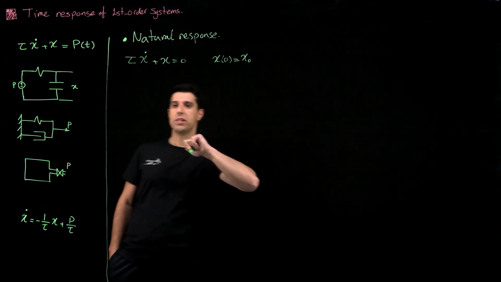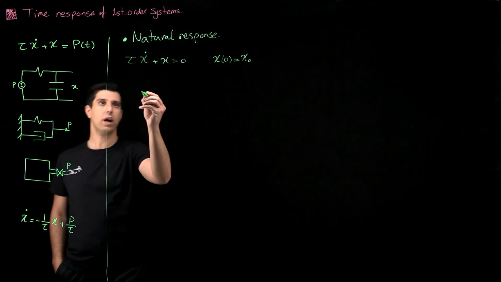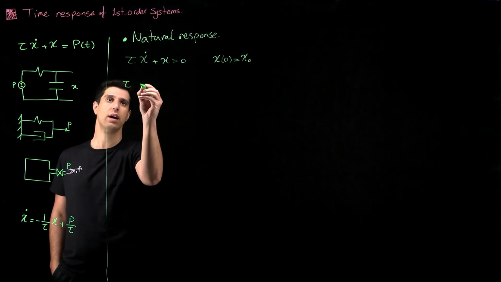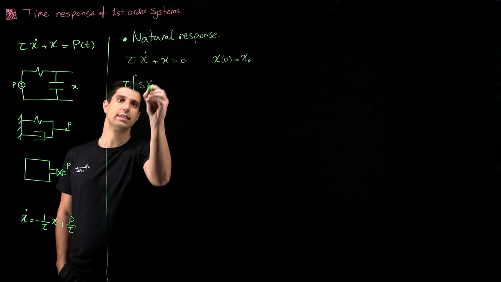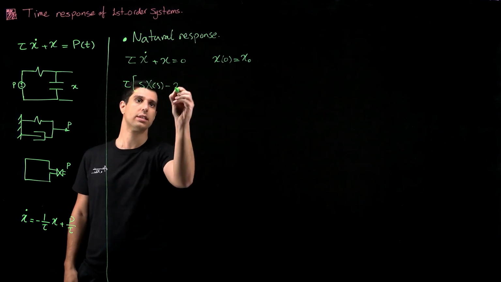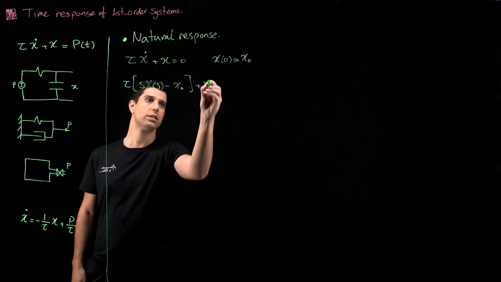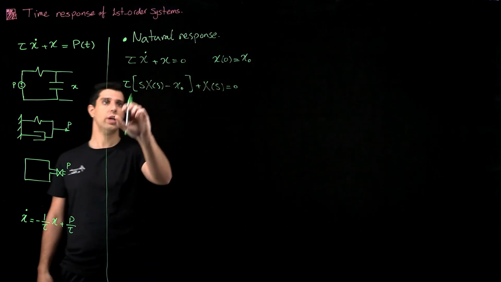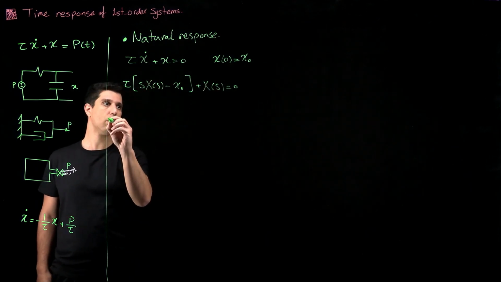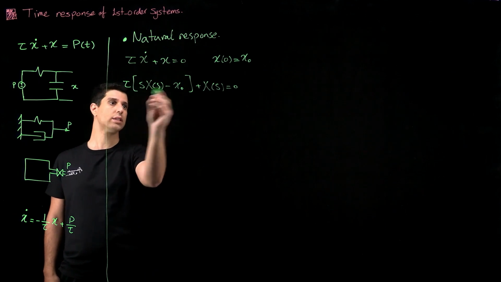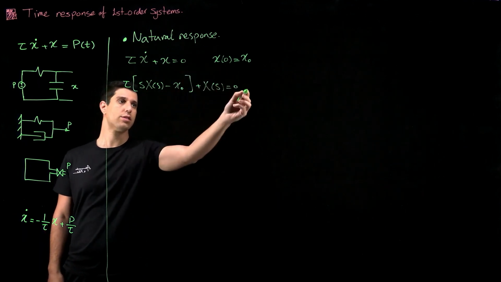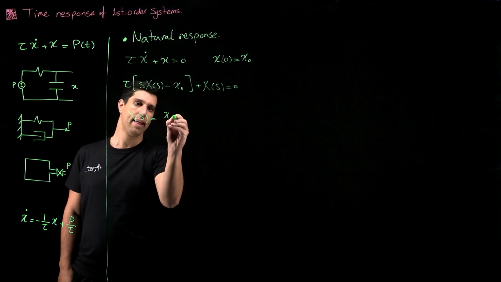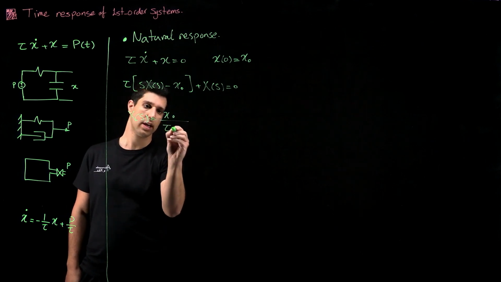This system is easy enough, so we can solve it using Laplace. So if you remember this, taking Laplace of this whole equation, I have tau times s x of s minus x naught plus x of s equals 0. And I can rearrange and do some reorganization. I have tau s plus 1. I take this to the other side and divide, so x of s becomes x naught over tau s plus 1.